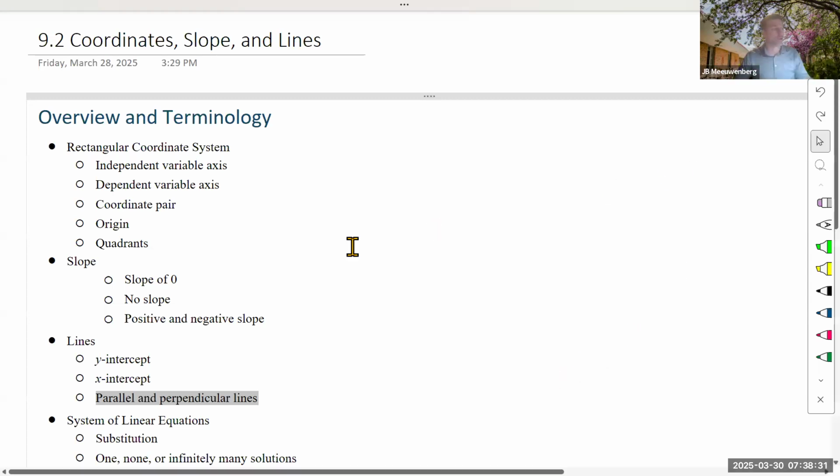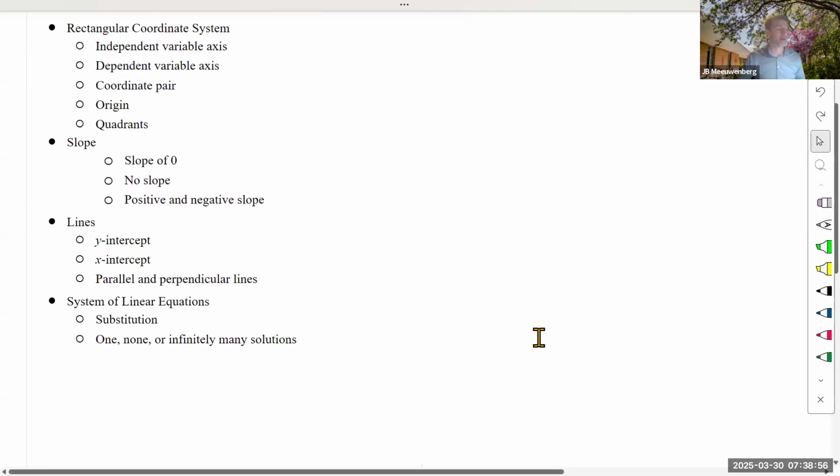And so our terminology, our overview looks like this. We'll talk about the rectangular coordinate system, independent and dependent axes, coordinate pairs, origin, quadrants. We'll talk about slope and specifically lines that have a slope of 0 or no slope, and then positive and negative slopes. We'll then get into lines, talk about the x and y intercepts, talk about parallel and perpendicular lines, and finally, systems of linear equations, a process called substitution, and systems that have one or none or infinitely many solutions. So let's get started.